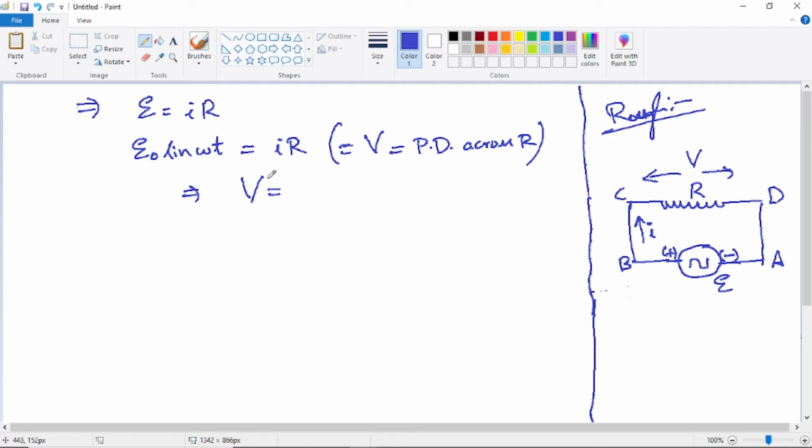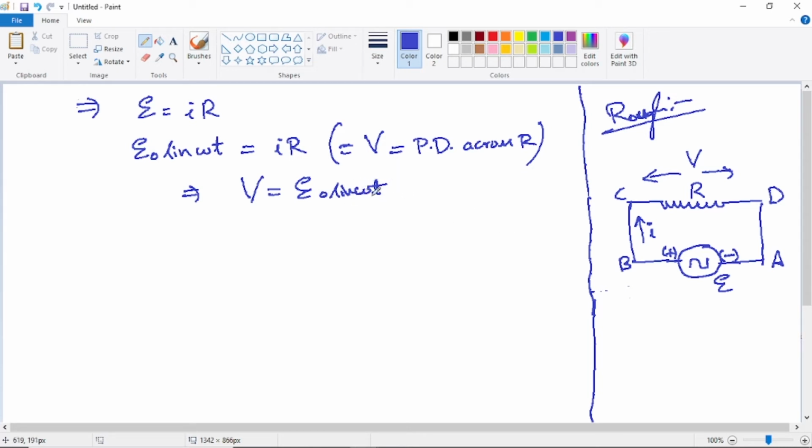Whatever things we are seeing here are simple. Nowhere is any complication there. E naught sine omega t. Thus we can see that the potential difference across the resistor is also a sinusoidal function of time. And this expression is the same as the EMF of the cell itself, which is also a sinusoidal function of time.